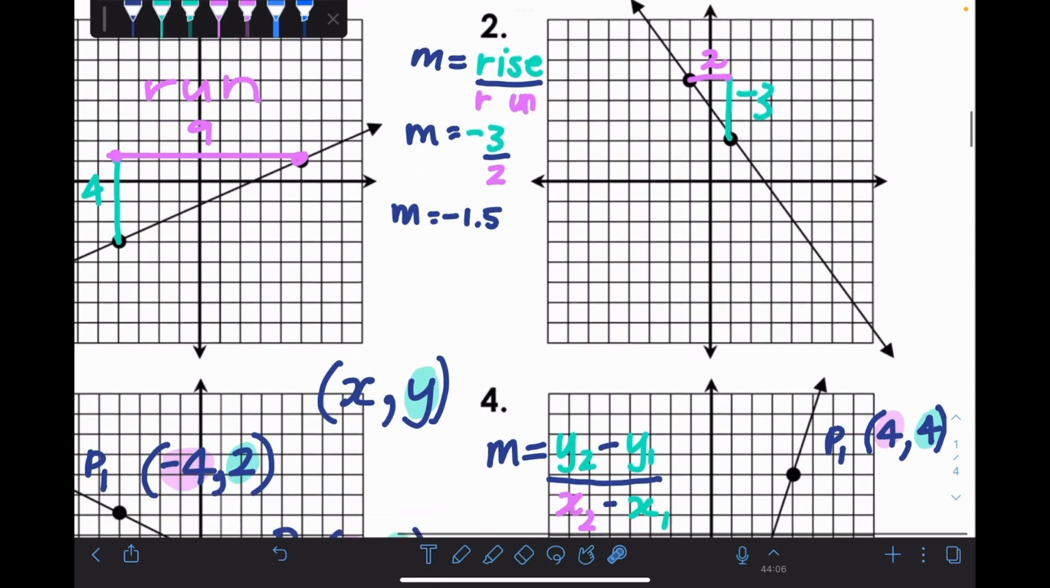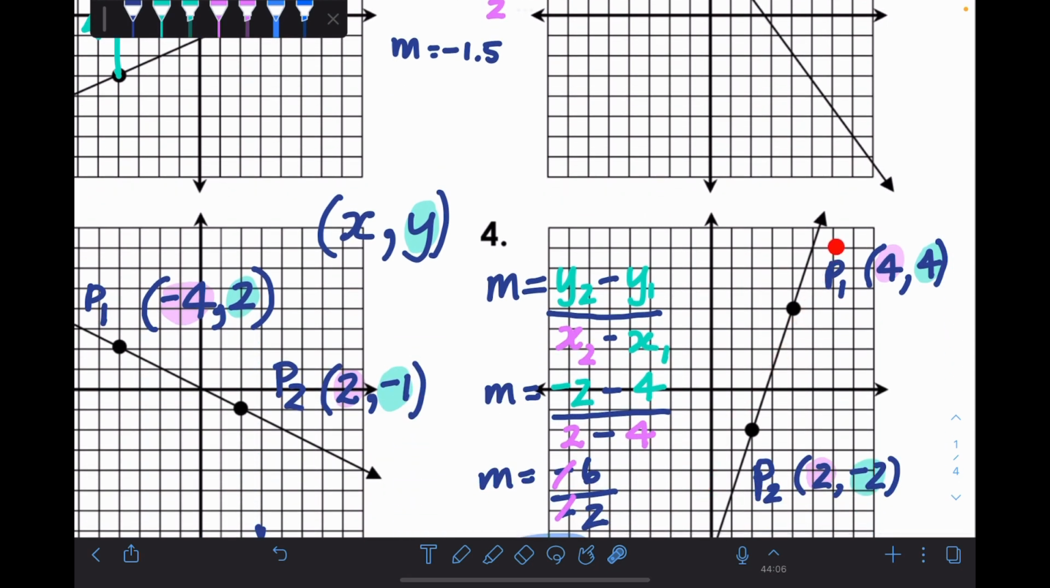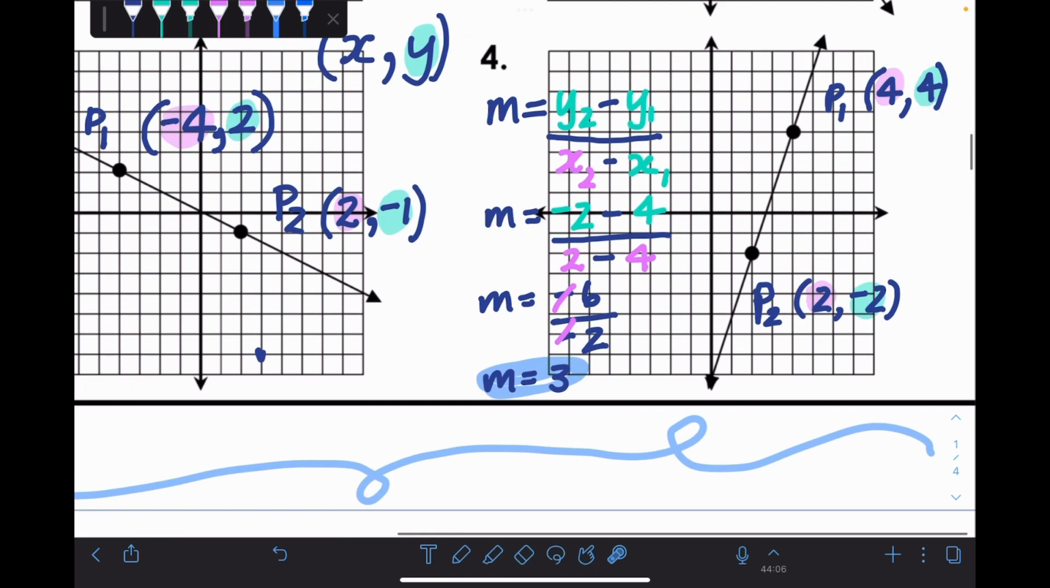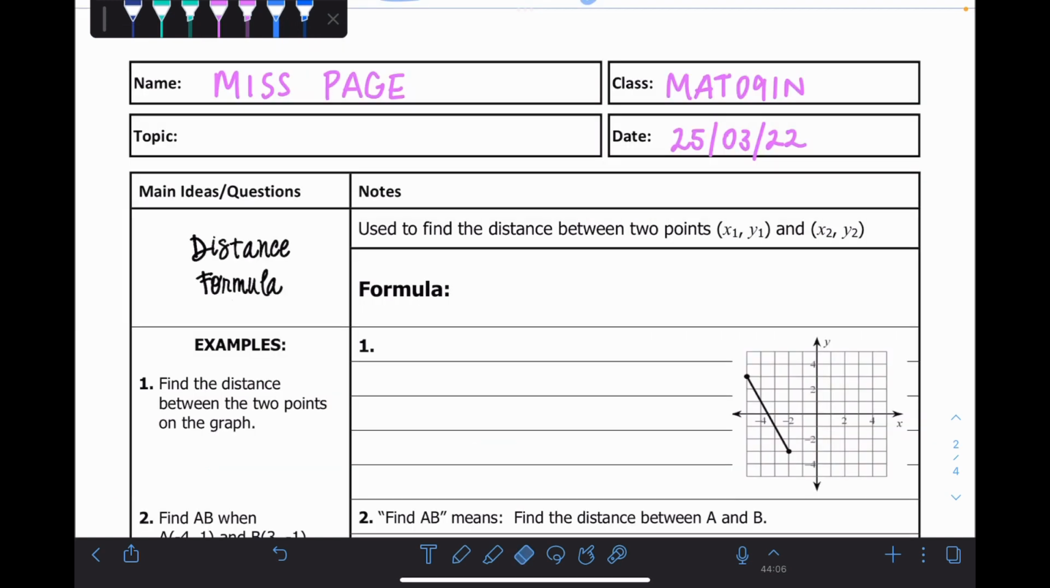This one going up as well, we expect it to be positive, and our answer is. So always making sure we're going back over what we do and we check, because that's when we find the mistakes that we make. And it's okay to make mistakes. Everyone does it. Even Miss Page.